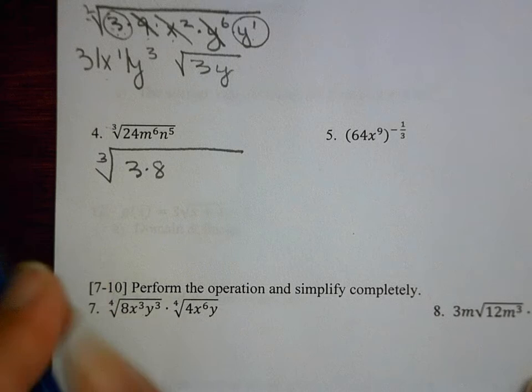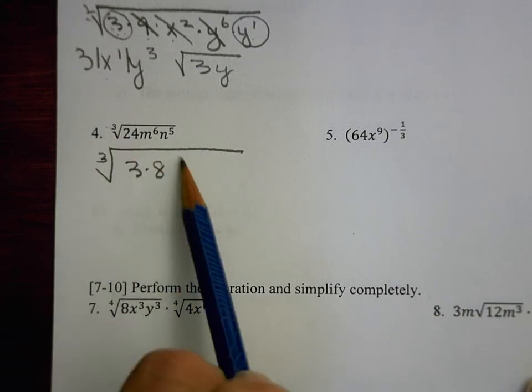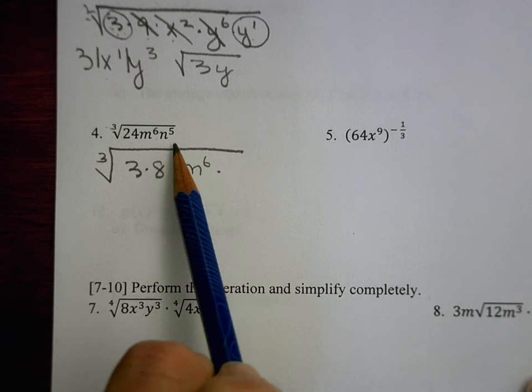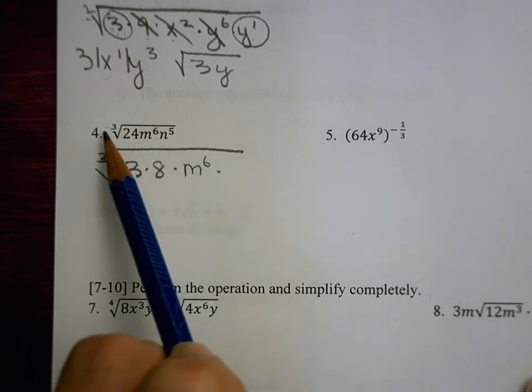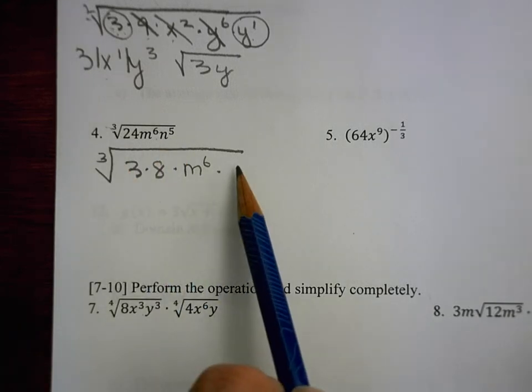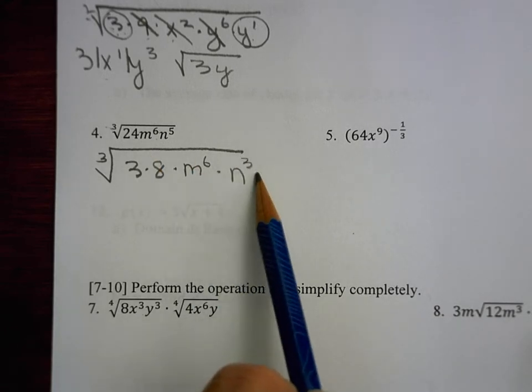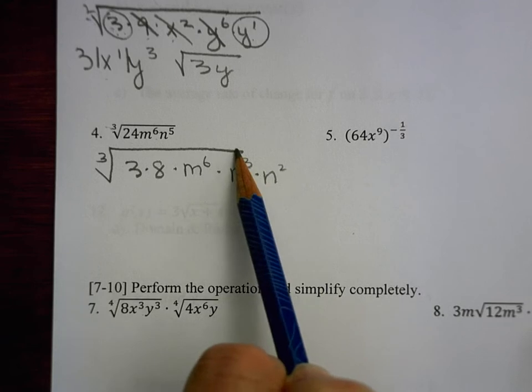So I'm going to use 3 and 8. And then 6 is divisible by 3, so I'm going to leave the m to the 6 alone. But 5 is not divisible by 3, so if I were to take off just one of them, that leaves 4 and 1, neither of which is divisible by 3. So I could split it up to 3 and 2. Okay.